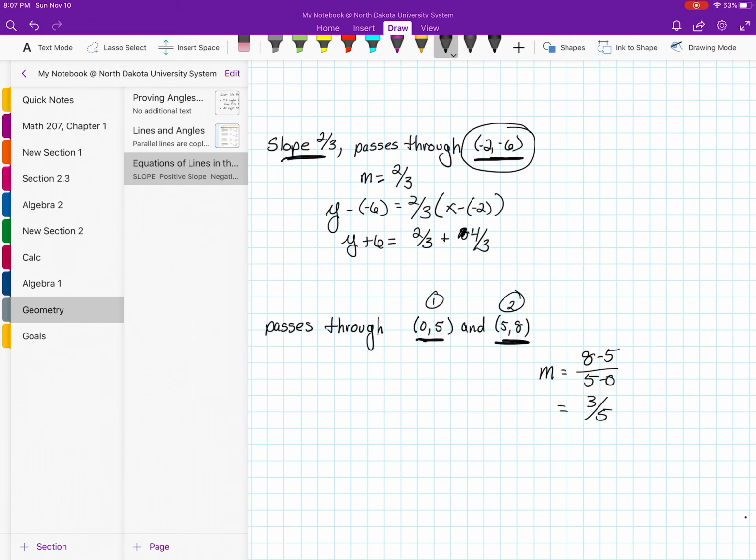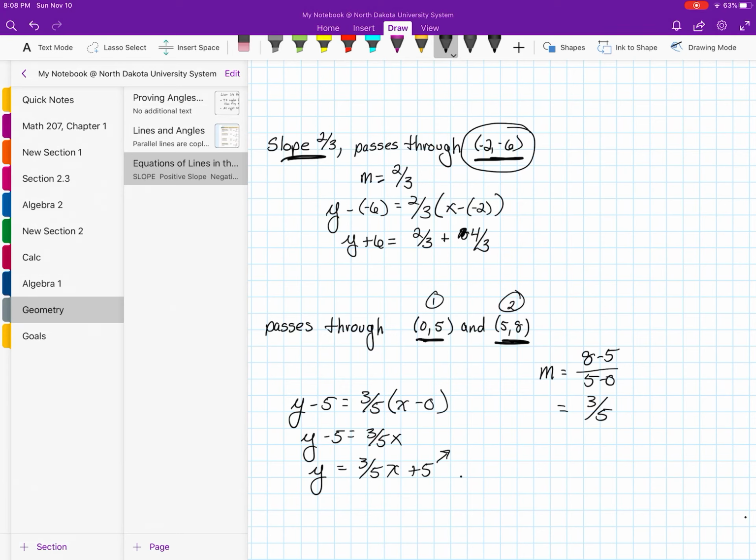It doesn't matter which one, as long as you choose your coordinates from the same point. So you've got to choose your x-coordinate and your y-coordinate from the same point. So now we have y minus, I'm going to use point 1, y minus 5 equals 3/5 is my slope, that's my m, times x minus 0. y minus 5 equals 3/5 x. Now if I wanted to change this into slope-intercept form, all I would have to do is add 5 to both sides, and I would get y equals 3/5 x plus 5.